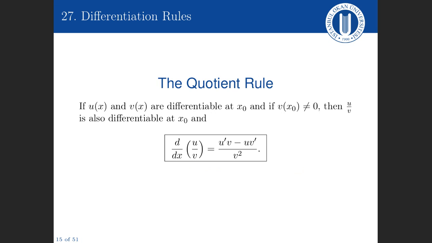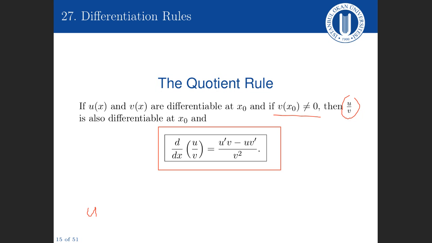Next rule, the quotient rule. Let's suppose u and v are functions which are both differentiable at the point x0. And one more condition, just to be careful. Let's suppose that v at x0 is not equal to 0, because we don't want to be dividing by 0. Then u divided by v is also differentiable at the point x0, and we have a formula for the derivative of u divided by v. It's u prime v minus u v prime divided by v squared.